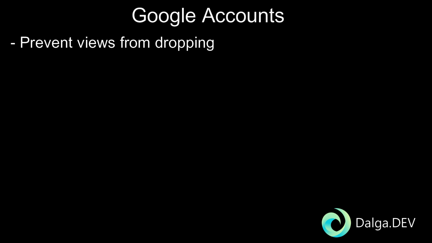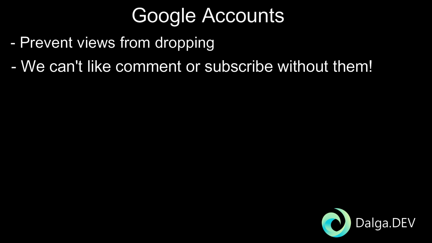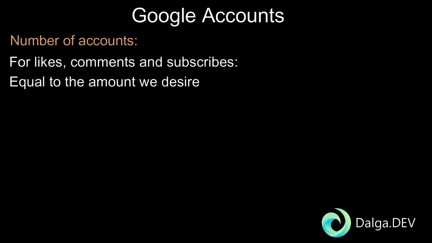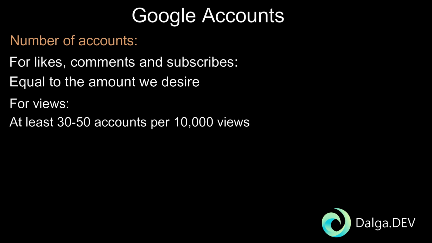Along with changing your IP, you also need Google accounts to use this bot at its full potential. Why? Regarding views, we need them to prevent our views from getting dropped. And for likes, comments, and subscribers, we obviously need them because we cannot comment, like, or subscribe as a guest user. In terms of the number of accounts for likes and subscribers, we need as many Google accounts as we want to send likes or subscribers. For example, if we want to send 1,000 likes to one video, we will need 1,000 Google accounts, and the same goes for subscribers. But for views, even though the more accounts we have is better, we can get along with thousands of views with maybe about 30 to 50 Google accounts.